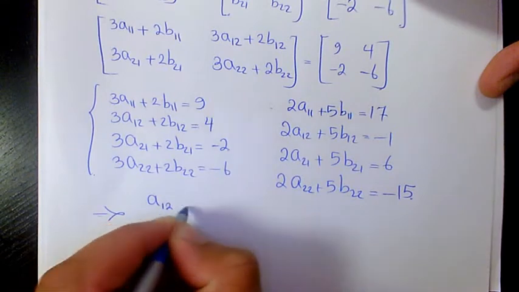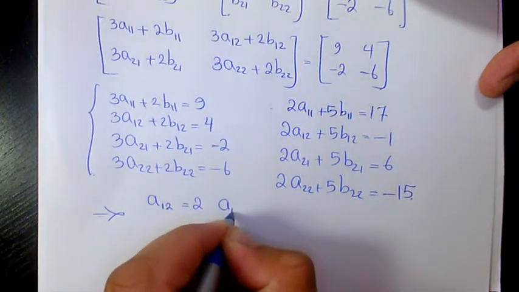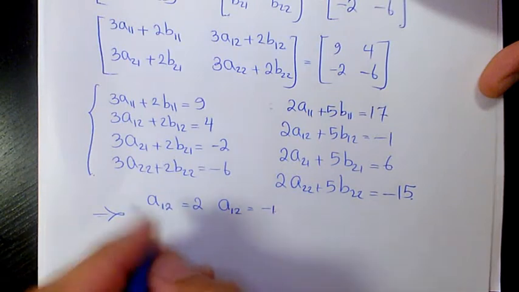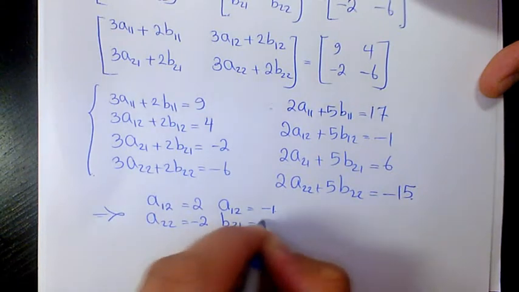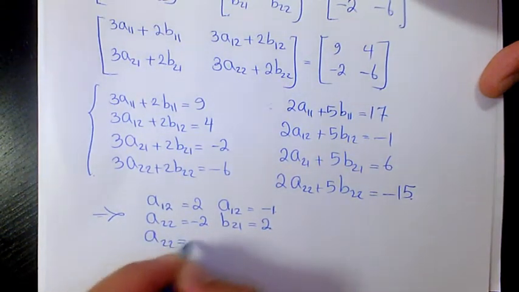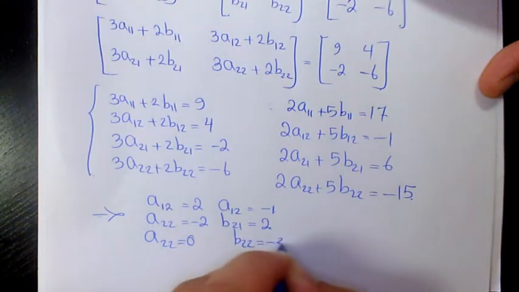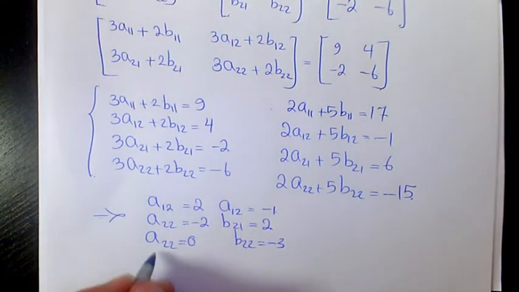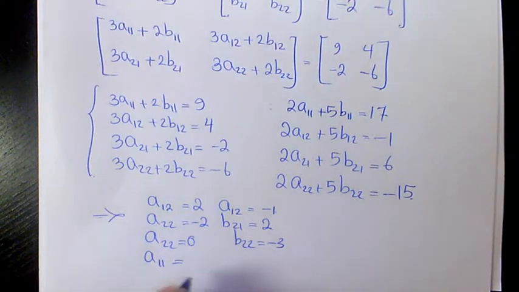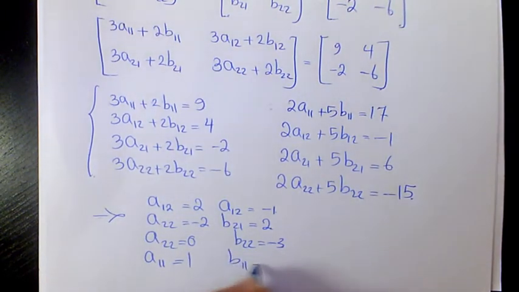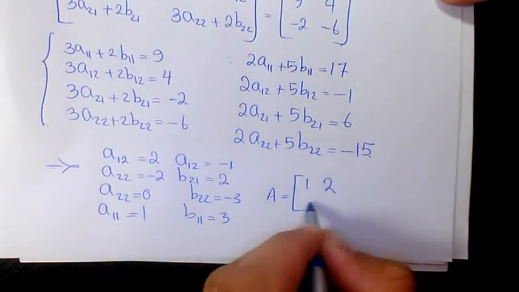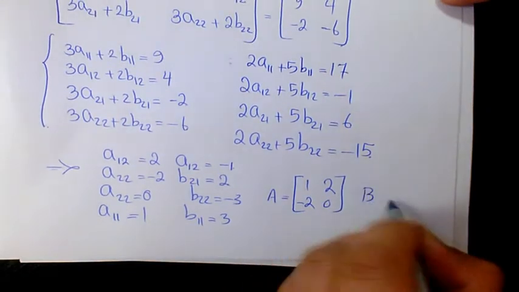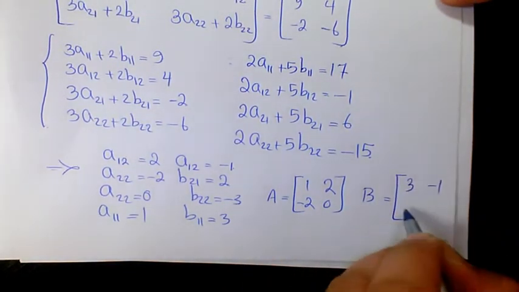A12 to be 2. A12, negative 1. A21, negative 2. B21, 2. A22, 0. B22, negative 3. A11 equals 1 and B11 equals 3. So A will be 1, 2, negative 2, 0. B will be 3, negative 1, 2, negative 3. So these are going to be the answer.